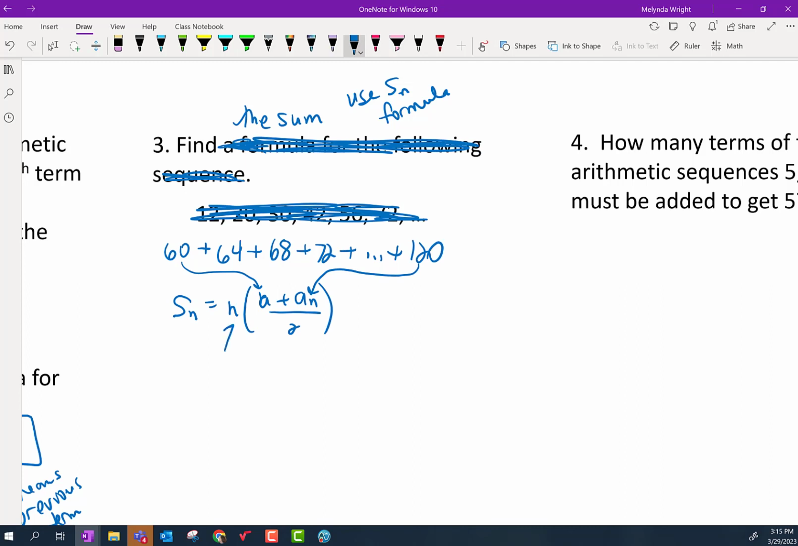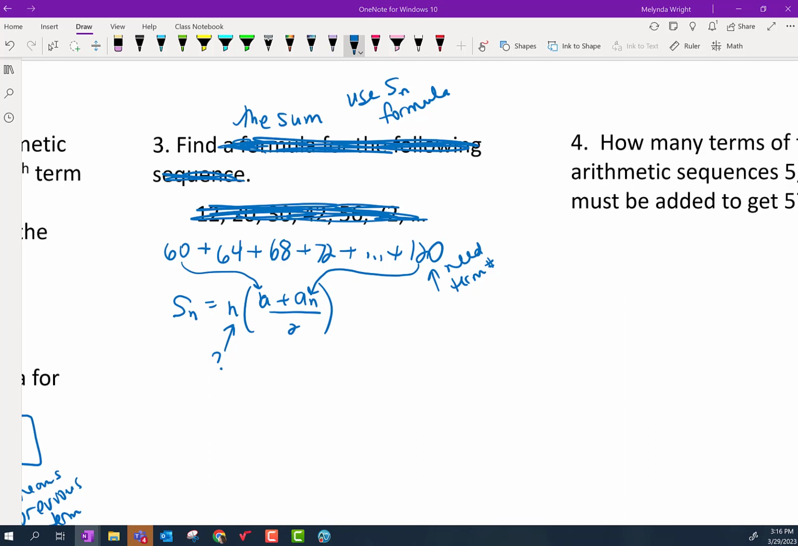But I don't know how many terms there are. So what does that mean? That means that I need this one's term number, because that's the last one, and I need its term number to be able to finish this formula. So instead of just using the sum formula, I'm actually going to have to figure out what term number that is. So I'm going to have to use the regular old a sub n, like the term one. So let's do that.